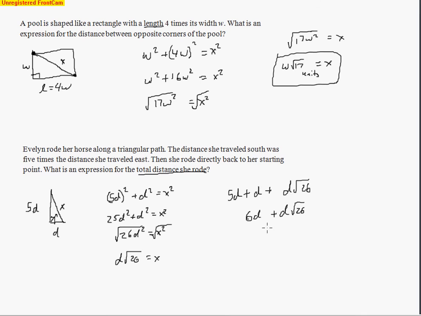So if I wanted to do something here, I could go ahead and factor out a d, since both of them have that variable there. So I'd have d, and then multiplied by 6 plus the square root of 26 equals x. And those are units. I don't know what those units are, so I'm just going to leave it in this simplified form. So those are the types of problems you'll see on today's assignment.